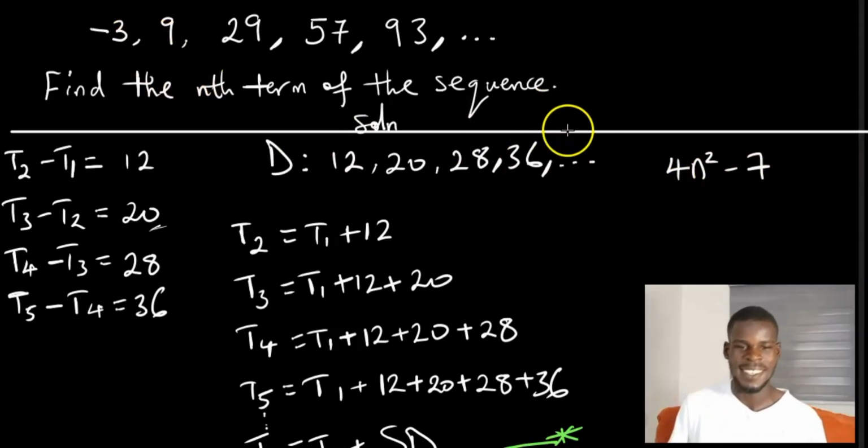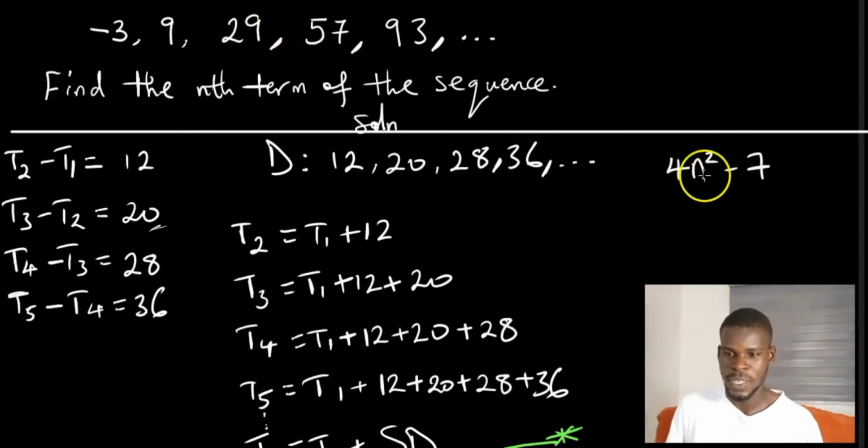That works, right? Then when n is 3, 3 squared is 9, times 4, 36. 36 minus 7 gives us 29. So that works as well, right? When n is 4, 4 squared is 16, times 4, 64. 64 minus 7, well, that's 57. When n is 5, 5 squared is 25. 25 times 4 is 100. 100 minus 7 is 93. That works as well. Good.